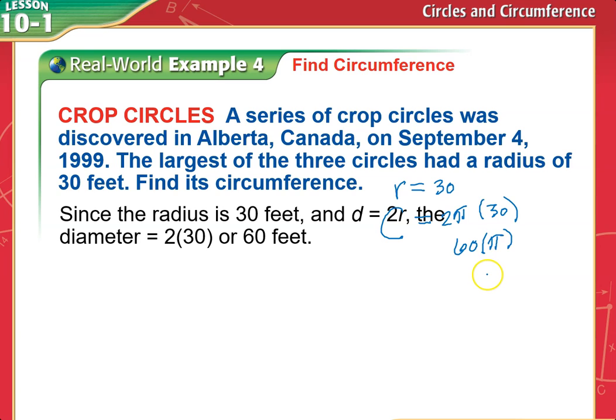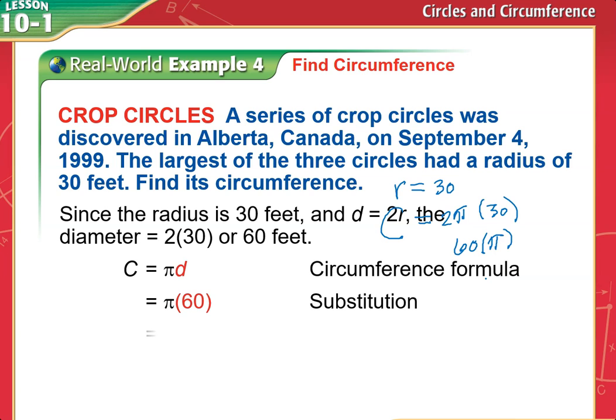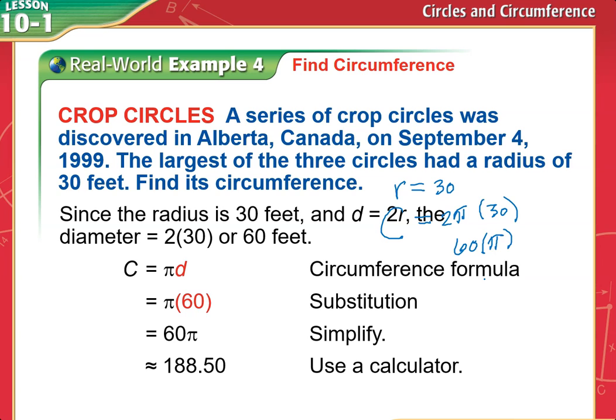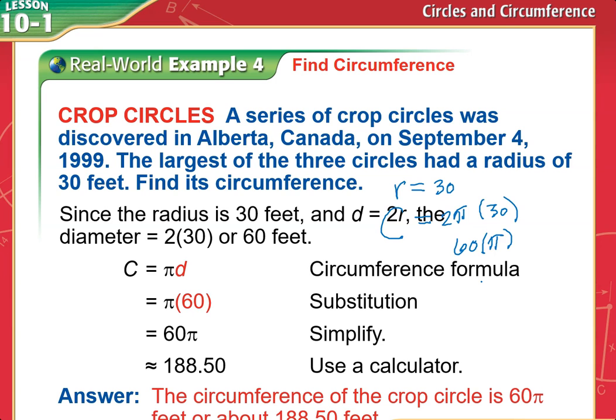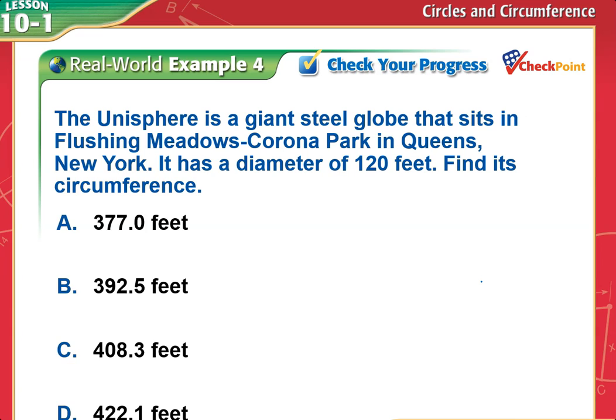Since the radius is 30 feet and diameter equals 2 radius, the diameter is 2 times 30, or 60. So we have a circumference formula, and we use substitution and get 60 pi. Like I said, somewhere about 180, and the answer was 188.50 using a calculator. You should be able to find the pi symbol on your calculator. All right, check your progress. Go ahead and pause your video. And the answer is 377 feet.